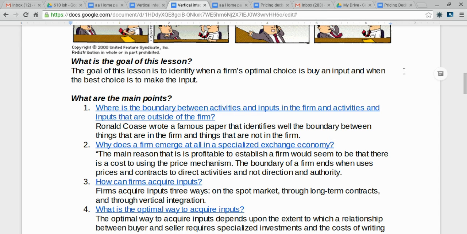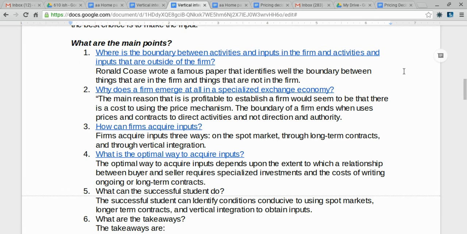The goal of this lesson is to identify when a firm's optimal choice is to buy an input and when the best choice is to make the input. We have 4 main points.